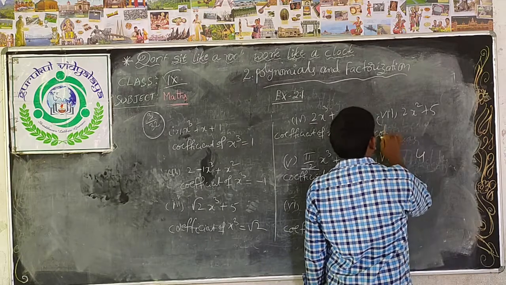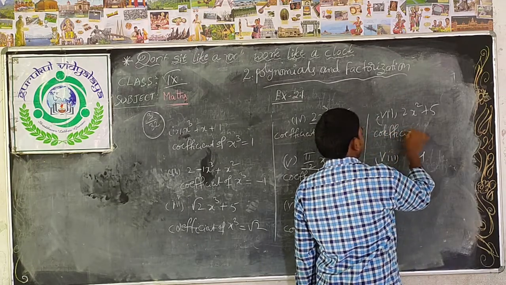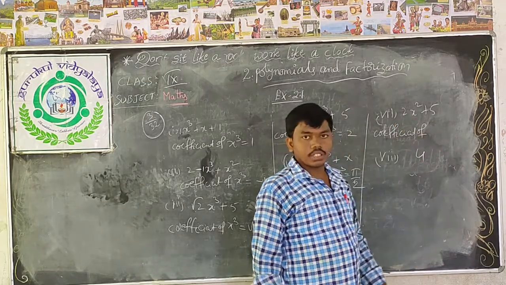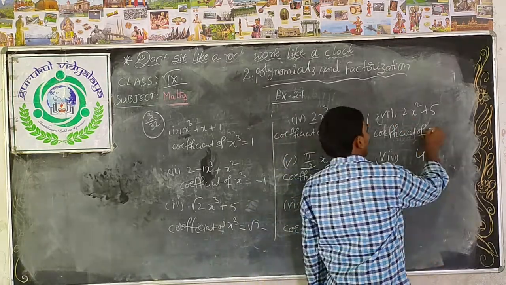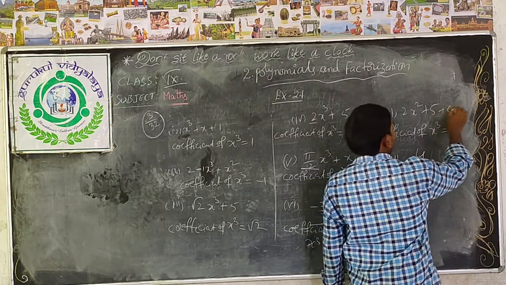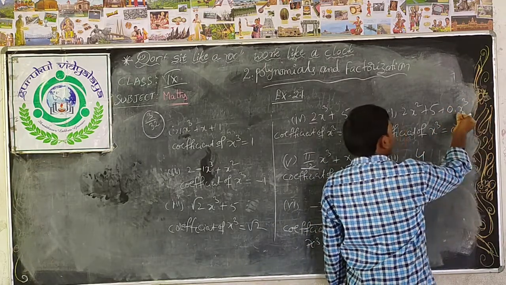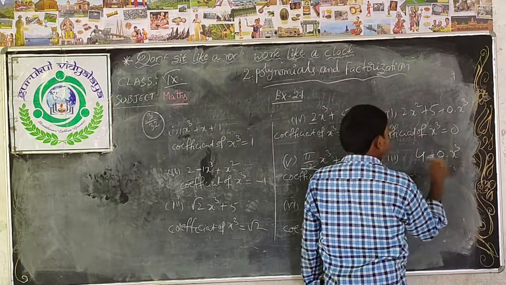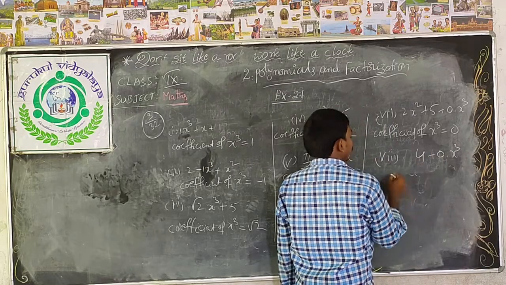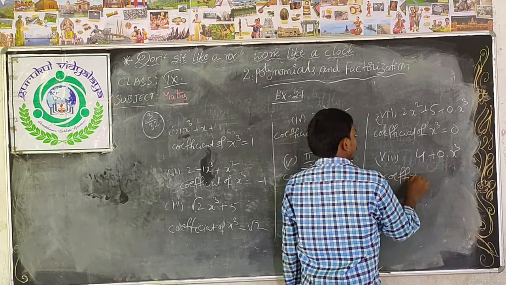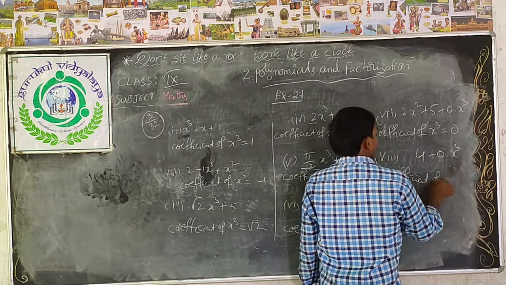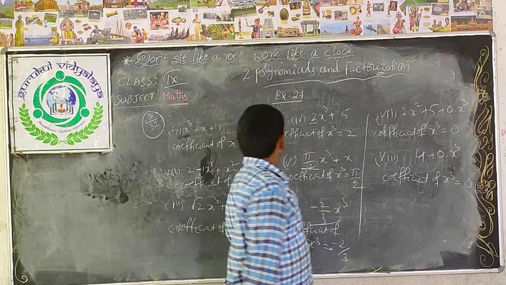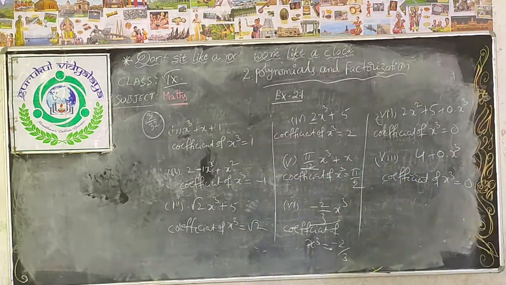Coefficient of x cube, what is the x cube? There is none, so 0. Coefficient of x cube is 0. I will write like 0 into x cube. So in front of x cube is 0. This one is 0 into x cube. 4 plus 0 is 4. So coefficient of x cube is 0. Children, this is the third sum.